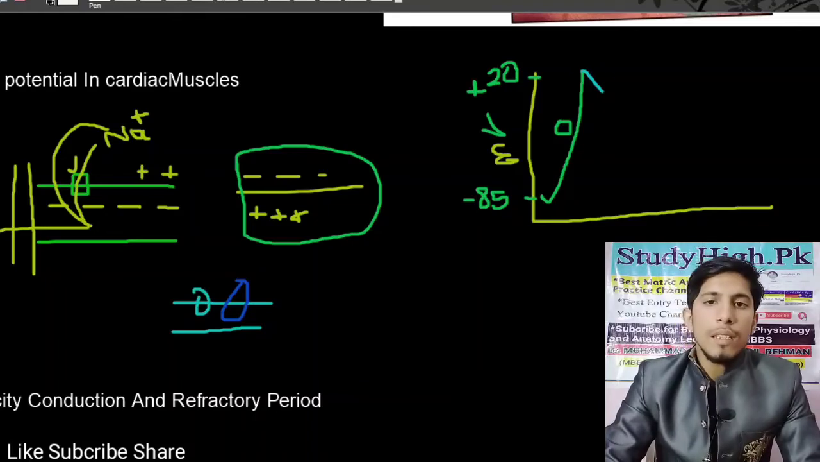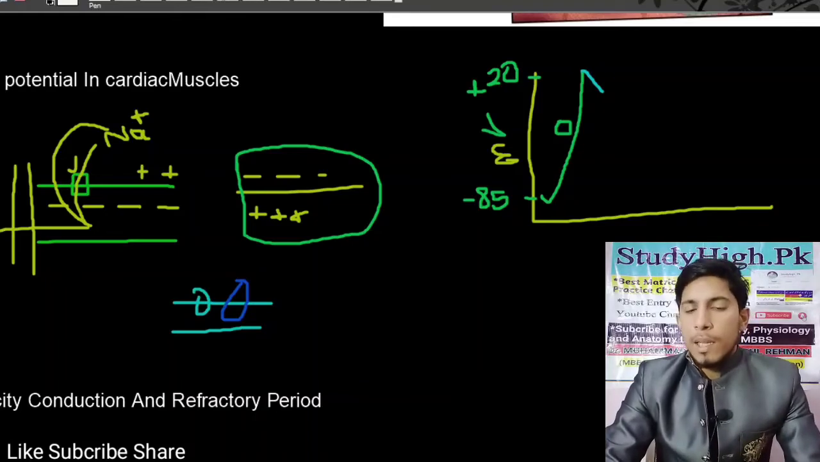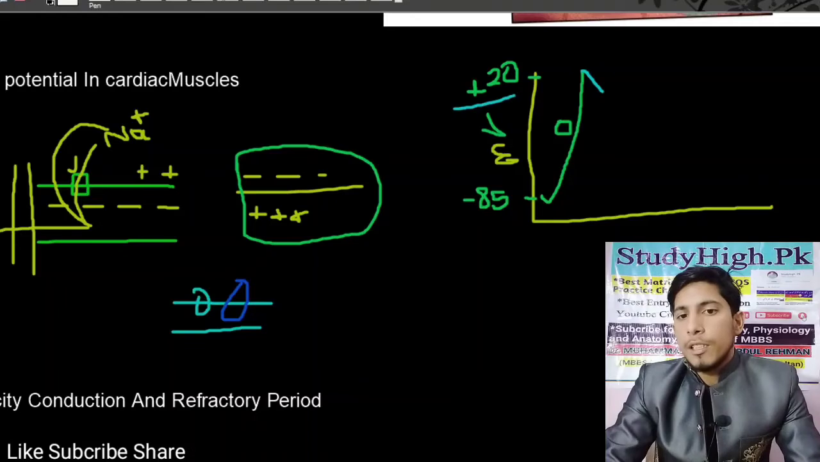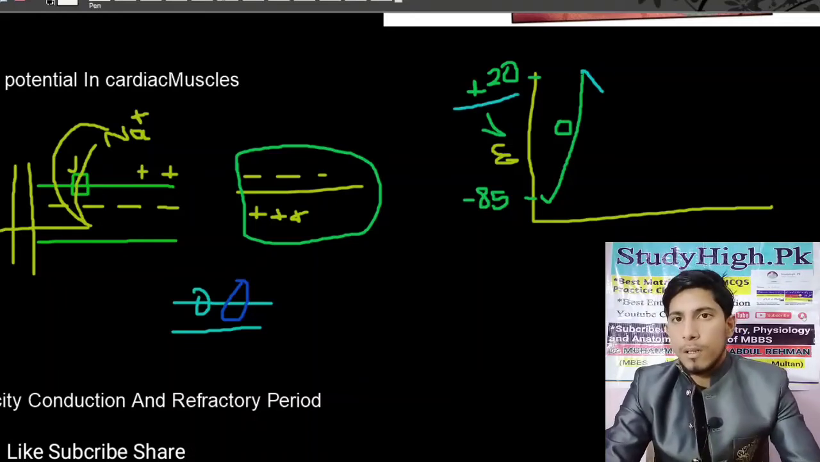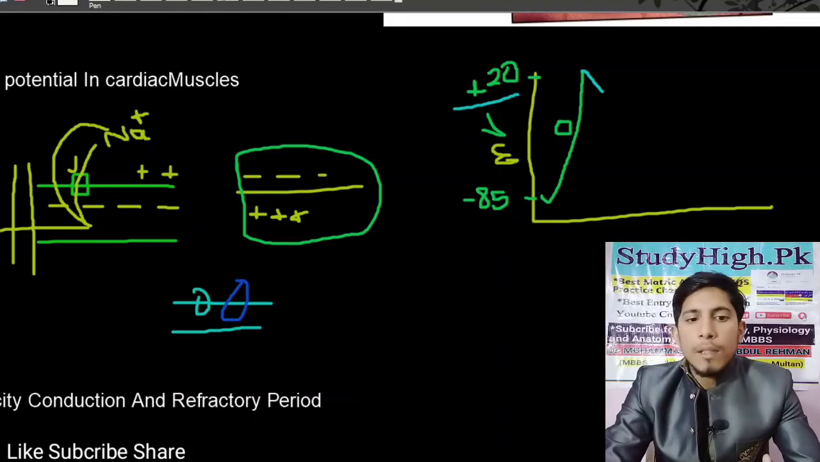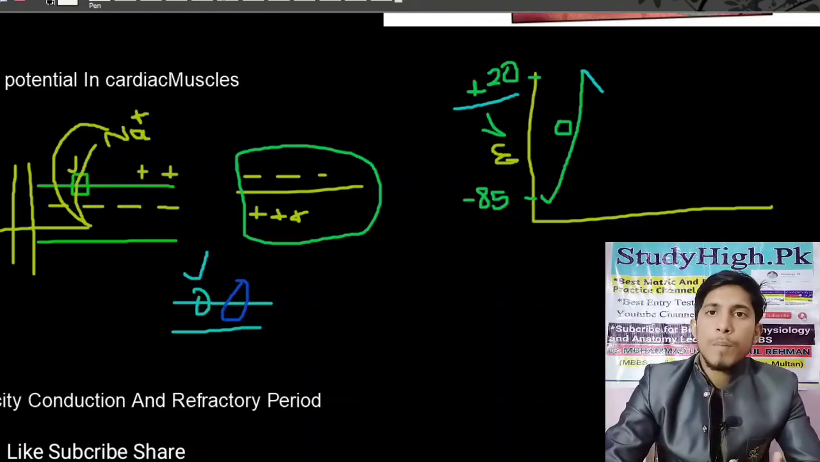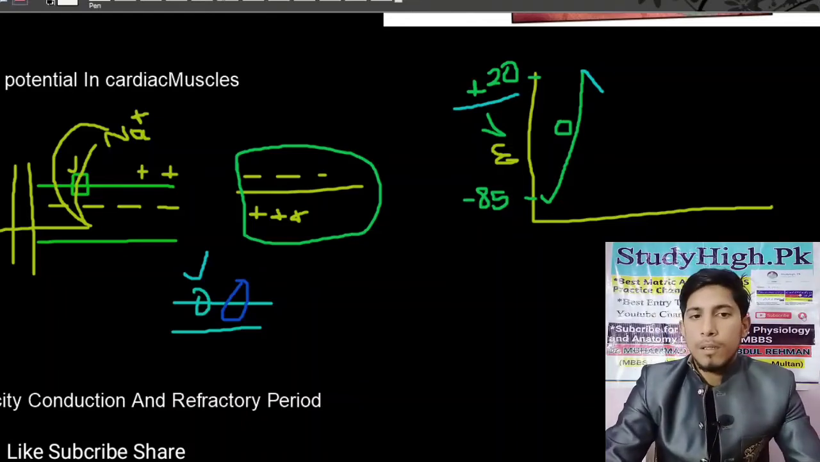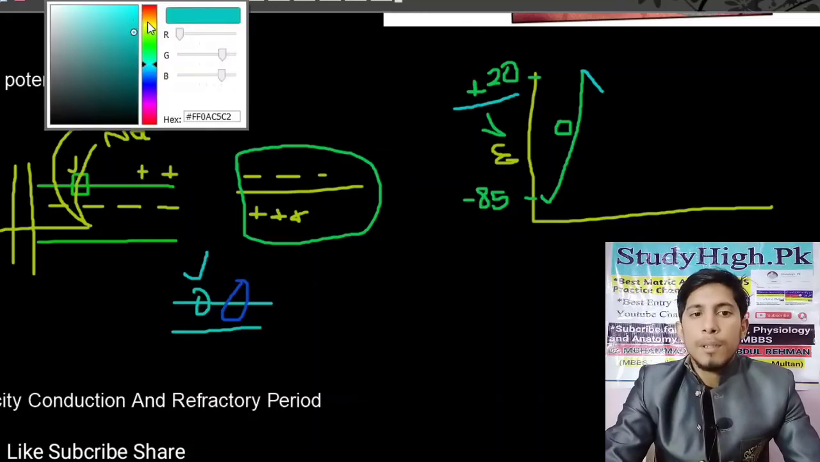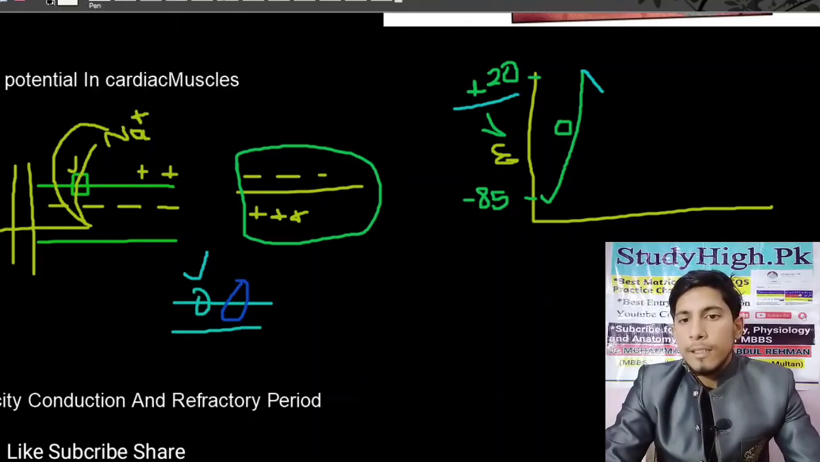Due to the influx of sodium, the membrane potential has reached plus 20 and is now reducing, an initial repolarization. Because of which channels? Because of fast potassium channels. But these fast potassium channels, after a little initial repolarization, close as quickly as they open. The next step in cardiac muscles is the plateau.